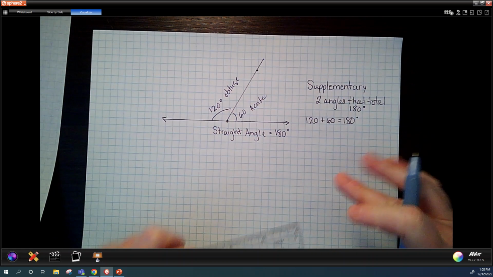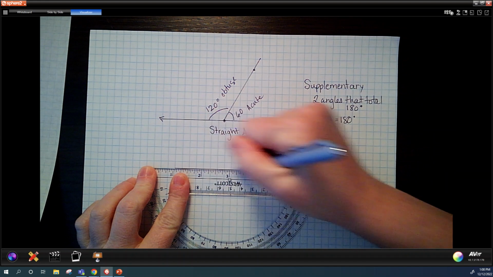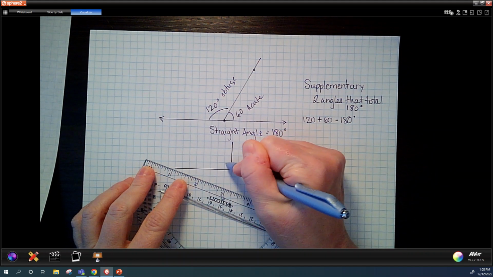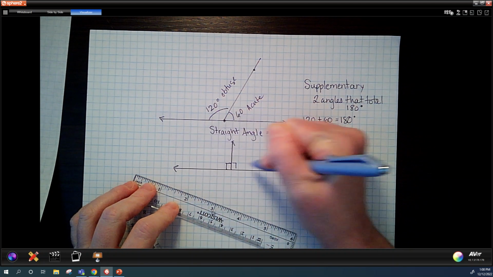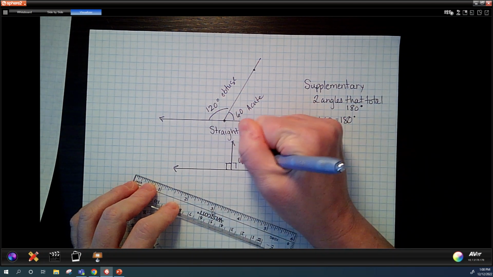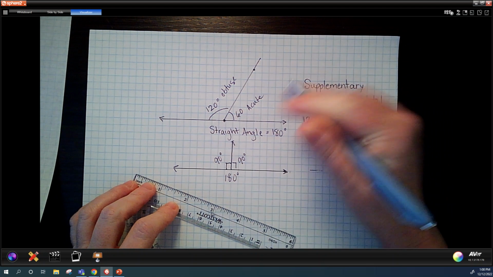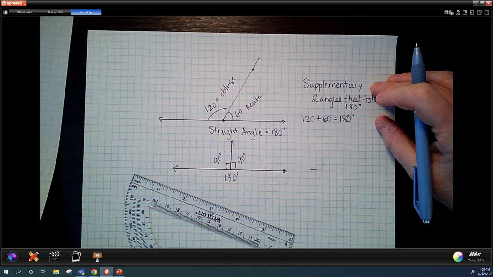And we also know 90-degree angles are supplementary, because if I have two 90-degree angles, there's a 90-degree angle, here's a 90-degree angle, 90 plus 90 equals 180, or a straight line. So these two are supplementary angles.